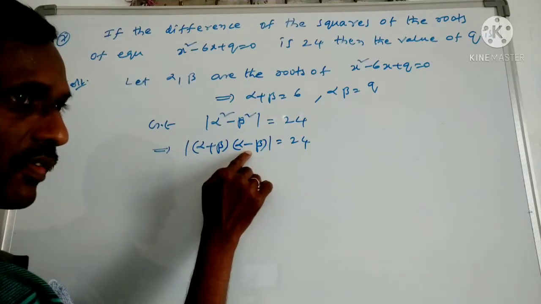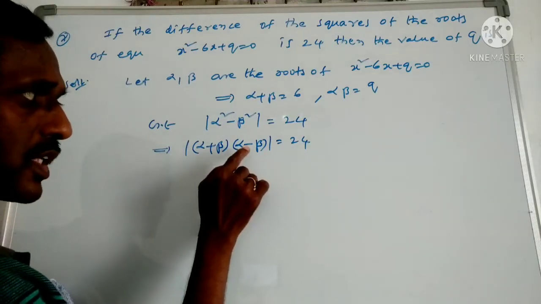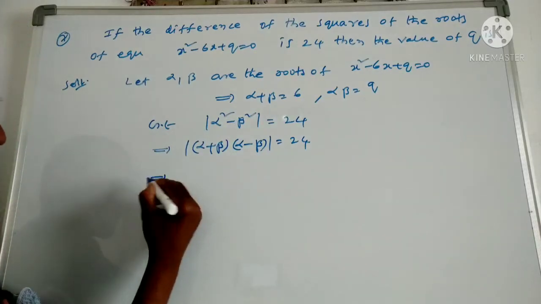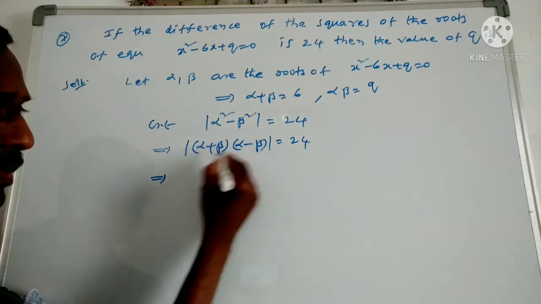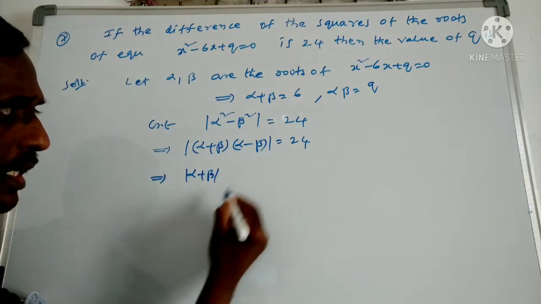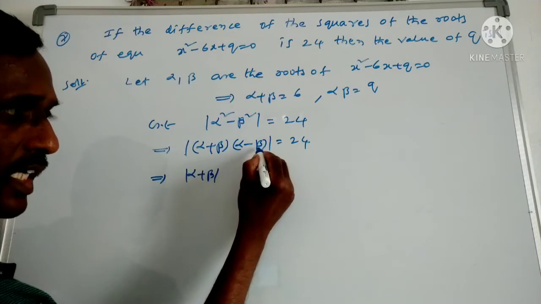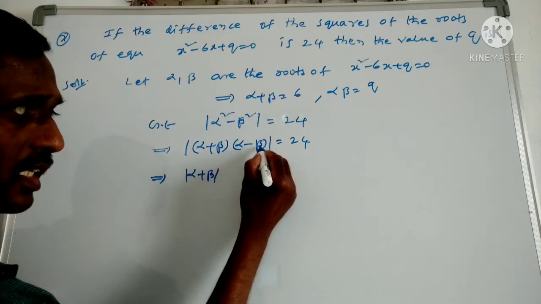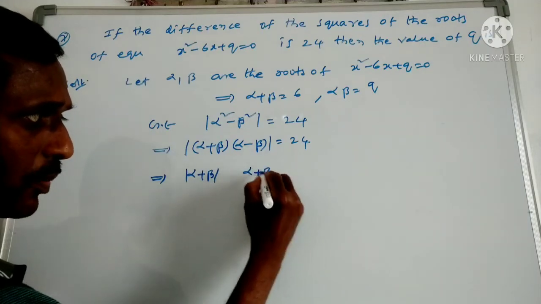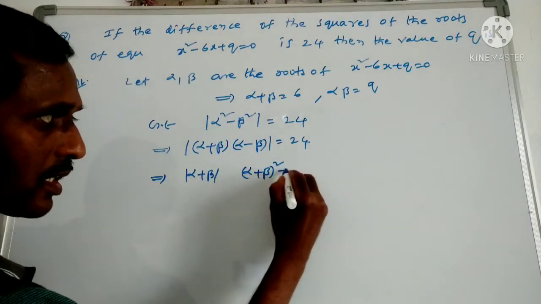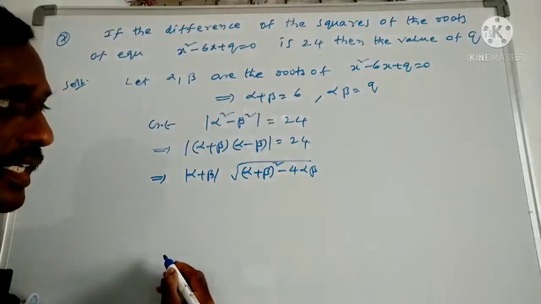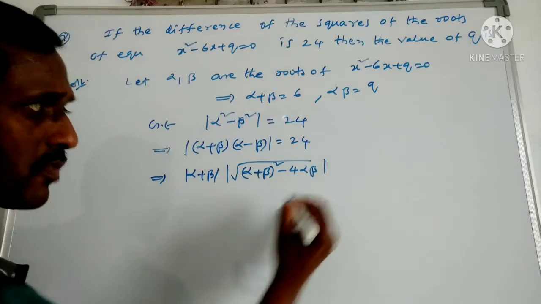So what can we write for the difference? It is better to remember it always, otherwise write it once again and then simplify. The modulus of AB becomes mod A mod B. So I am going to write mod of alpha plus beta, mod of alpha minus beta. Alpha minus beta we can write as the square root of alpha plus beta whole square minus 4 alpha beta, in modulus also.